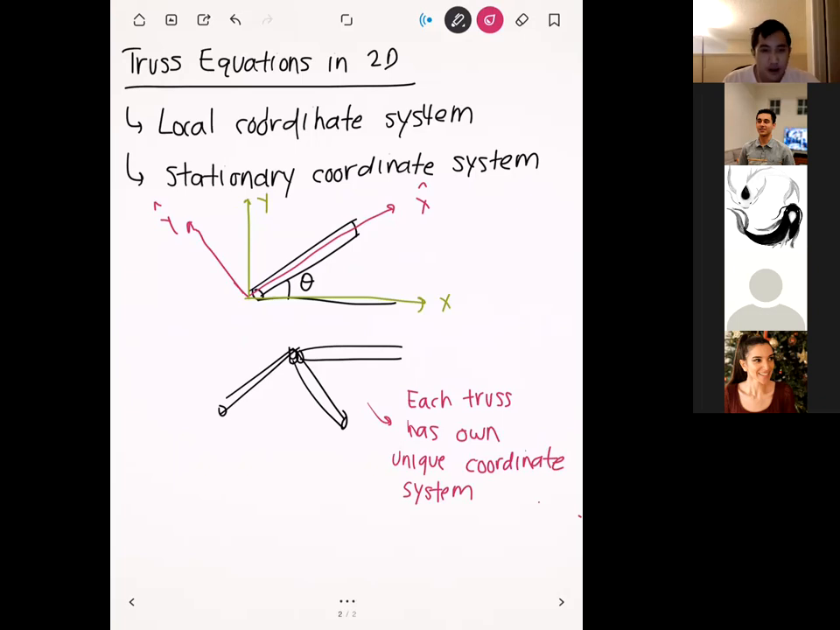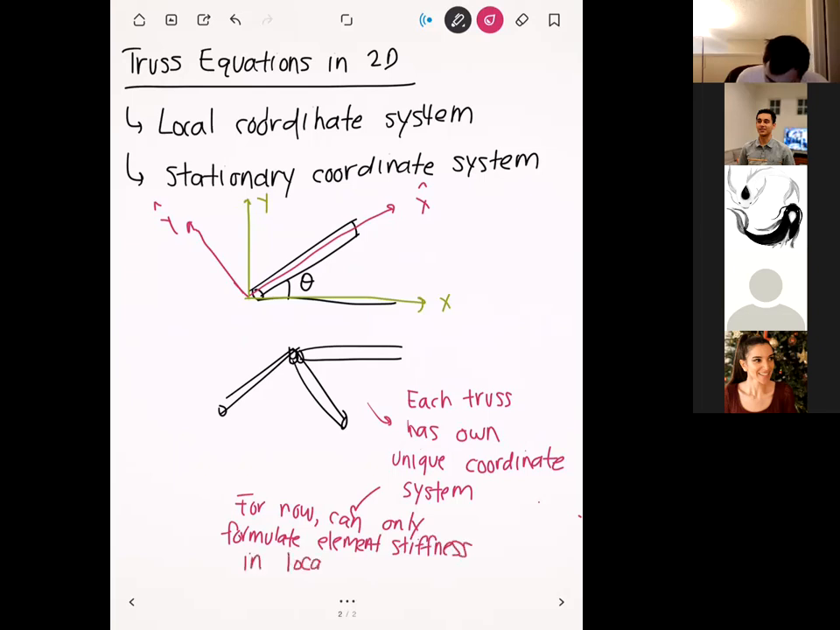And so this is kind of a problem because right now we have an expression for the element stiffness matrix for a truss element, but that's only within its local coordinate system, right? For now, we can only formulate the element stiffness in local coordinates. And so we can find the element stiffness of each of these guys in their own local coordinates, and that's fine. But then when we want to combine all of these guys together into our global element system, remember the part where we insert the matrices into the different parts, we can't do that because they're all part of their own local system. So you can't really just combine them all like that.